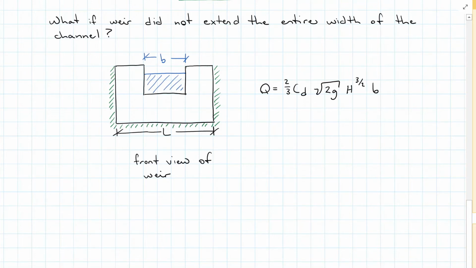B. Now we have to be very careful and do some experimentation if our weir gets too constricted, because we are going to have contracting on the sides, so it's going to come in here a little bit before it comes on out here, and that's going to change our flow rate a little bit.